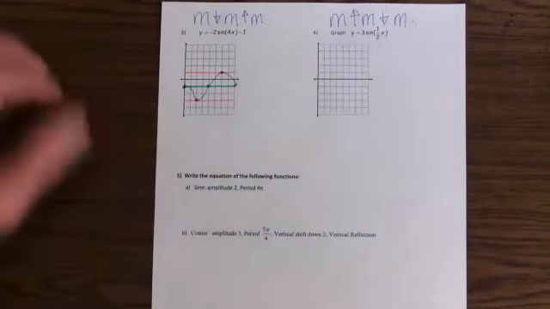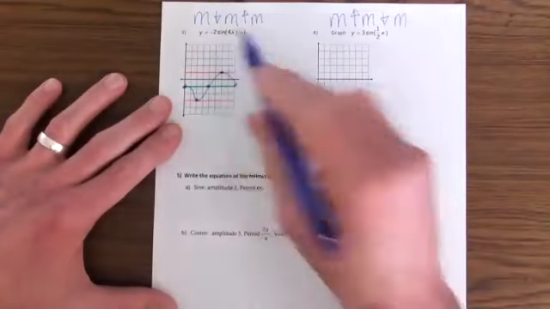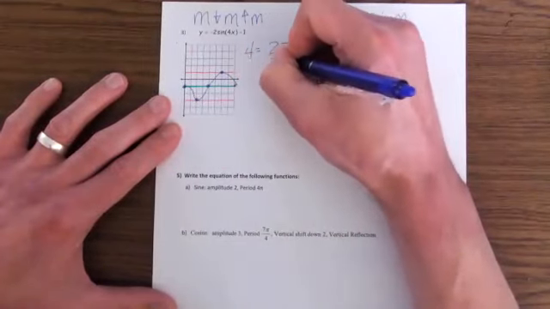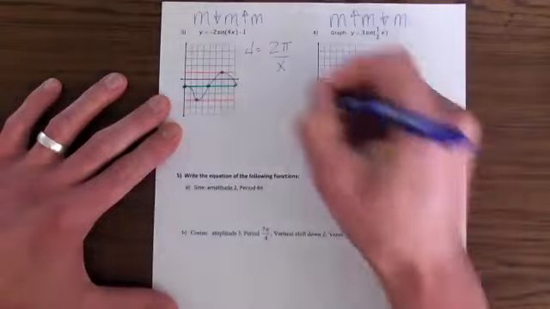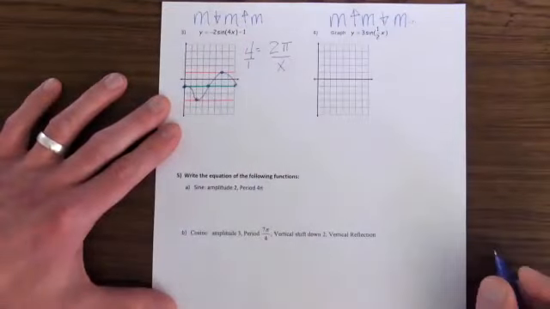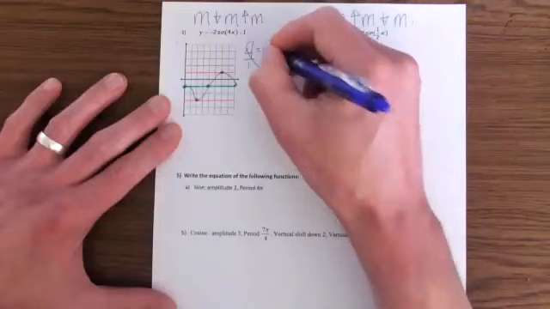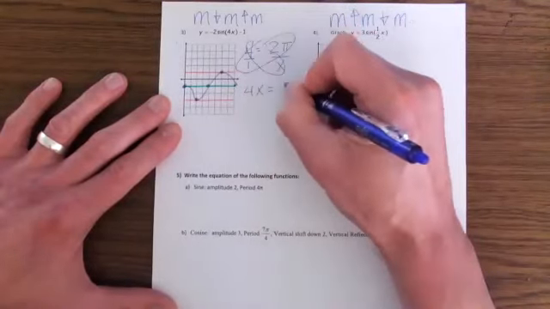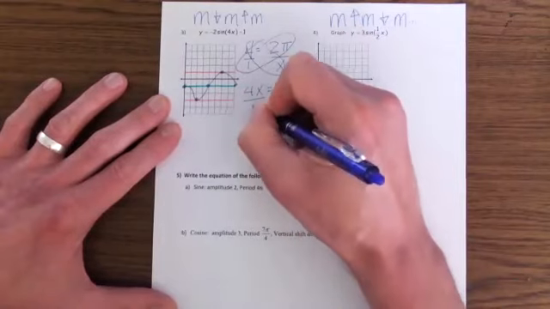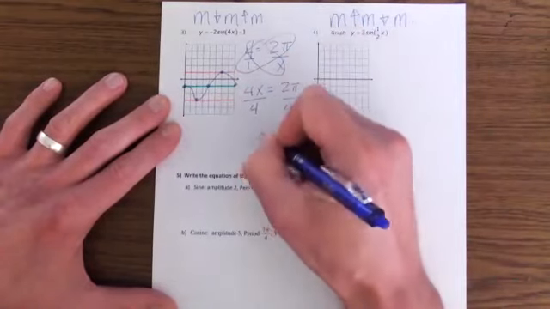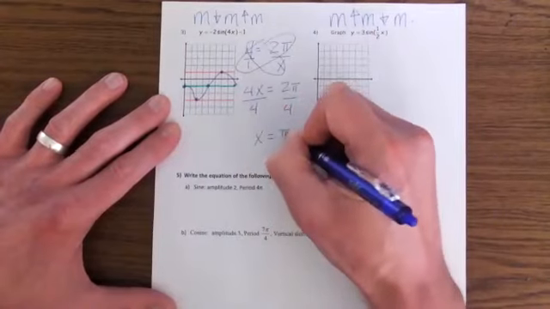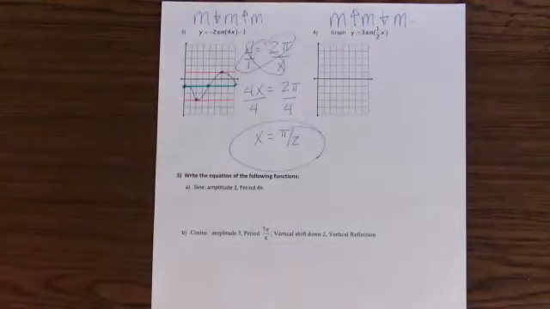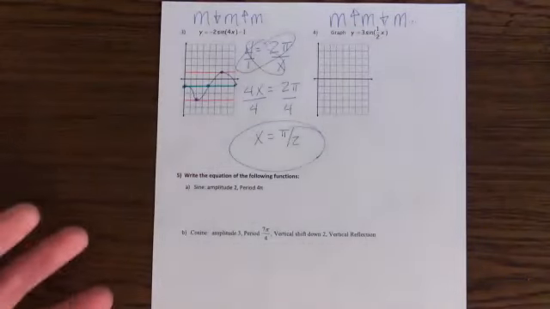And now we're going to identify what is the new period. So take the number in front of x, set it equal to 2 pi over x. Four times x is equal to 2 pi. X equals pi over 2. Reminder, what I did just there is the most important takeaway of what we're doing today.